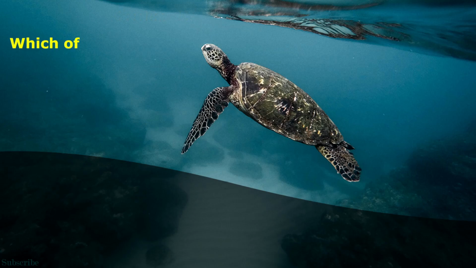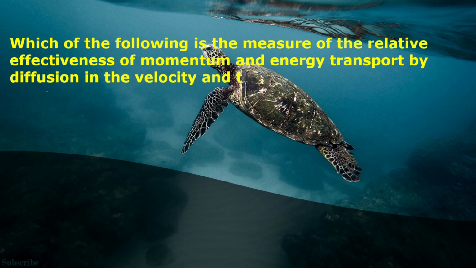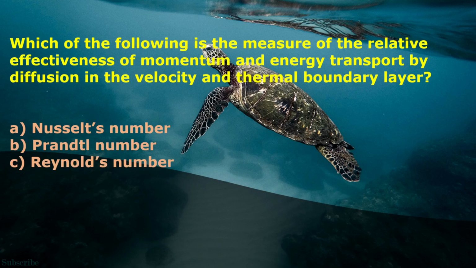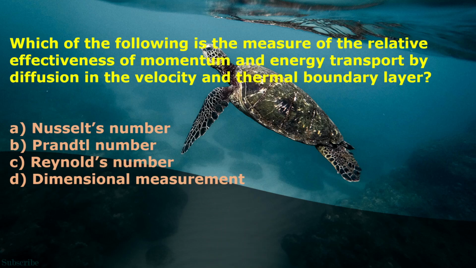Question number 20. Which of the following is the measure of the relative effectiveness of momentum and energy transport by diffusion in the velocity and thermal boundary layer? A. Nusselt number. B. Prandtl number. C. Reynolds number. D. Dimensional measurement. The correct answer is letter B. Prandtl number.